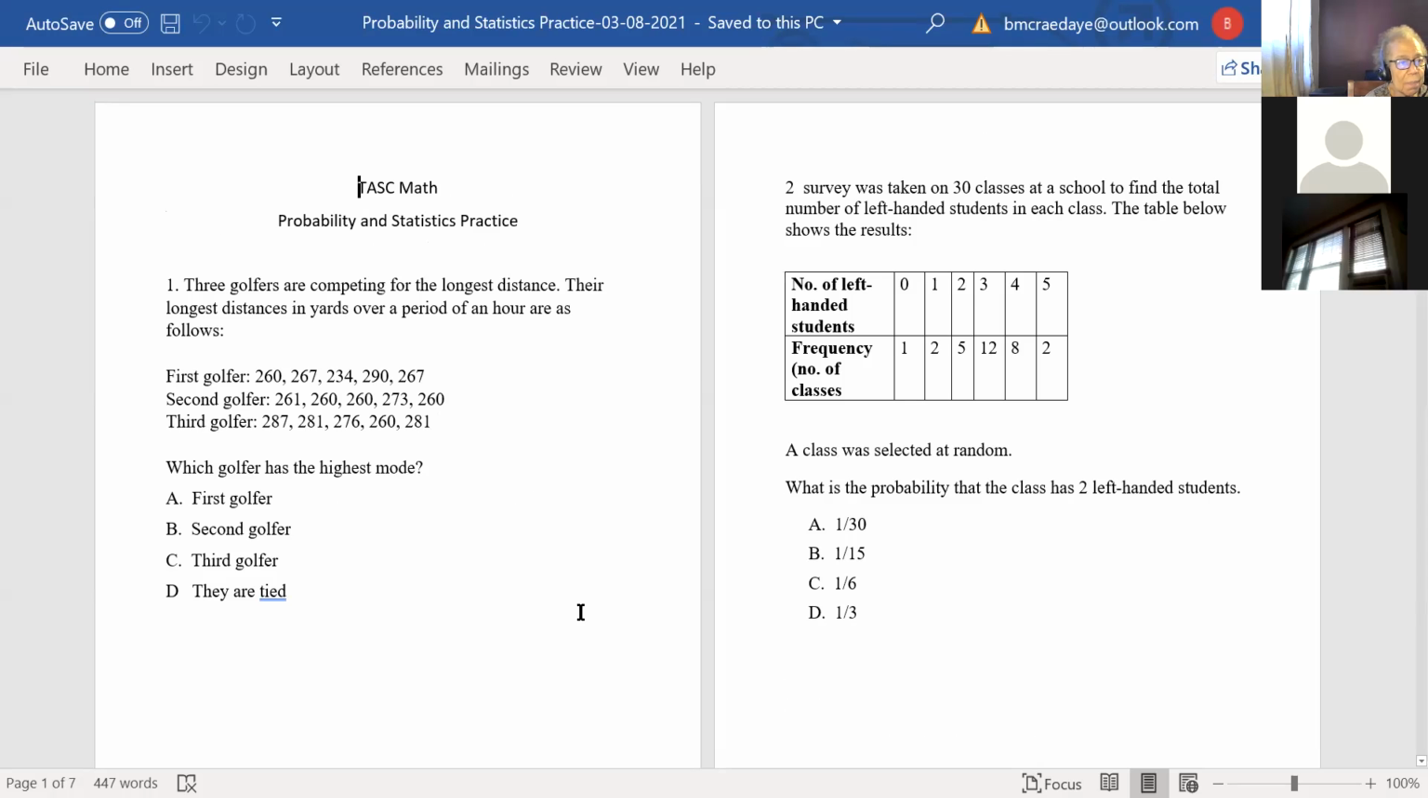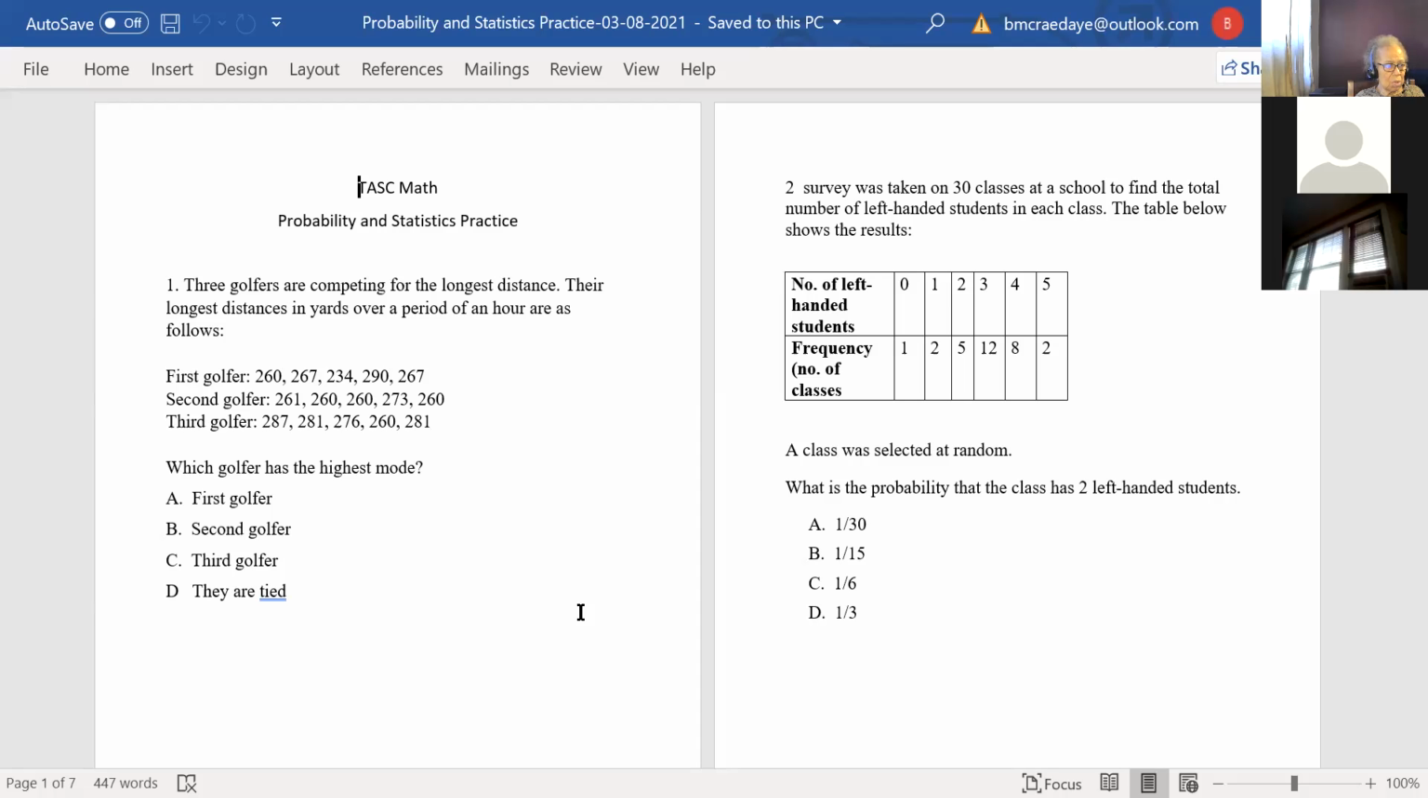What do you see? Read number 1. 3 golfers are competing for the longest distance. Their longest distance in yards over a period of an hour are as follows. Now you can stop there. Now, which golfer has the highest mode? You know what mode is, right? Yeah. What is mode? It's the one that has the most, one number more than one. That's right. The most numbers.